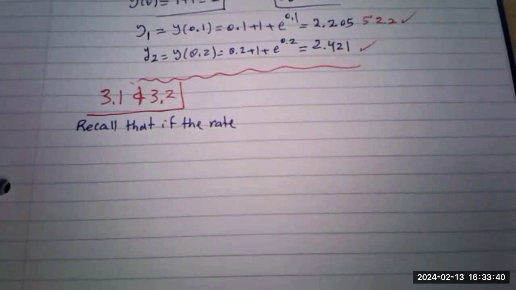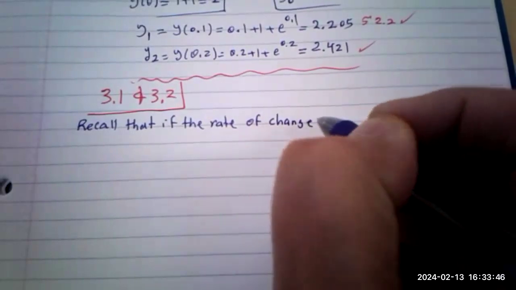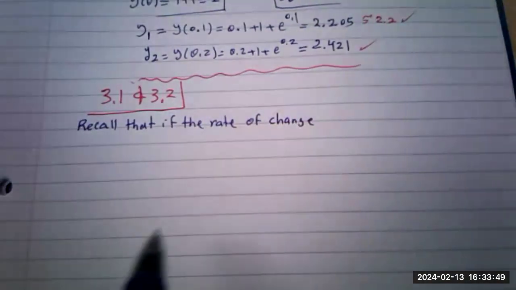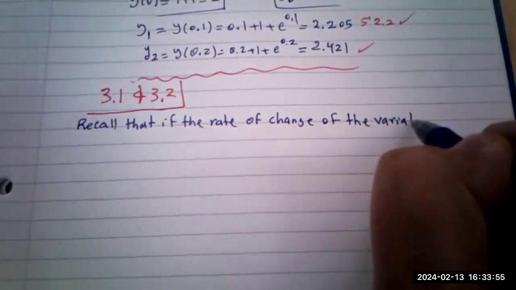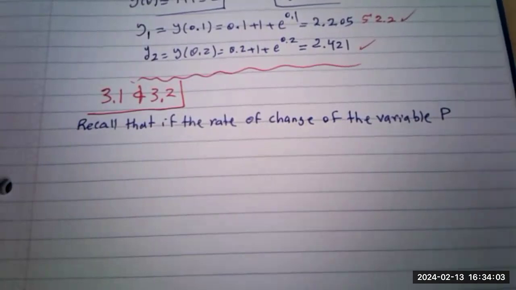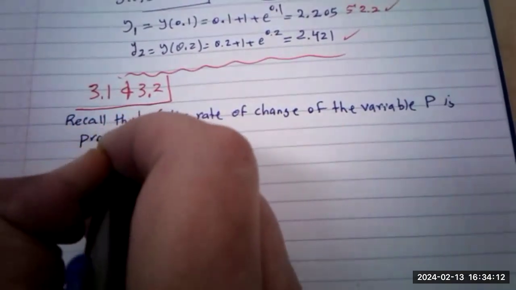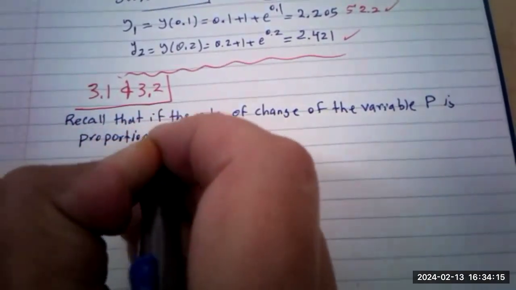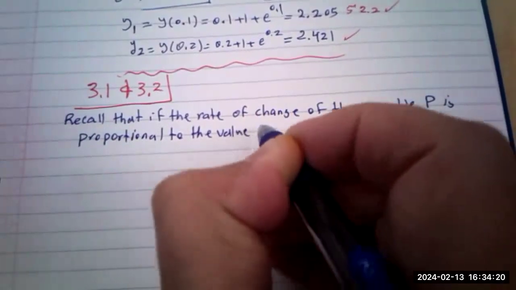So if the rate of change of the variable, I use the notation of your book. I go with the y, but in your book they use the P in this one. Recall that if the rate of change of the variable P, P for population, that's why we use P, is proportional to the value P.